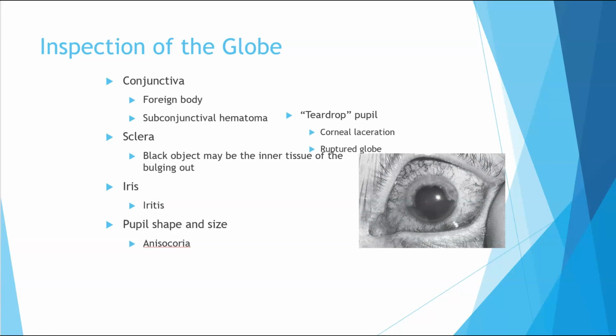Okay, the next one, inspection of the globe, conjunctiva. So the white part of the eye, is there a foreign body in it? Or is there a teardrop pupil? The sclera, so a black object by the inner tissue is bulging out. The iris can be inflamed, it's called iritis. And then the pupil shape and size.